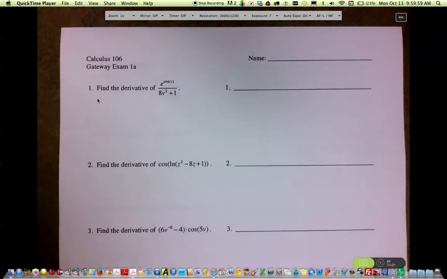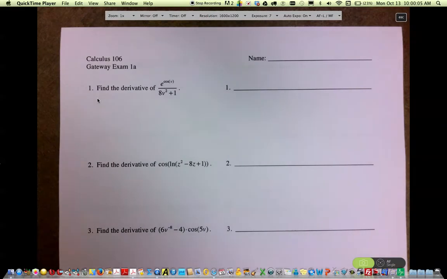Hi class, I want to work through all the problems that were on the Gateway exam. Also, if you look on your syllabus, today is the first day that you can take the Gateway exam in the resource room, or in the testing center, I mean, in the basement of Burnett. You might want to take advantage of that opportunity this week.